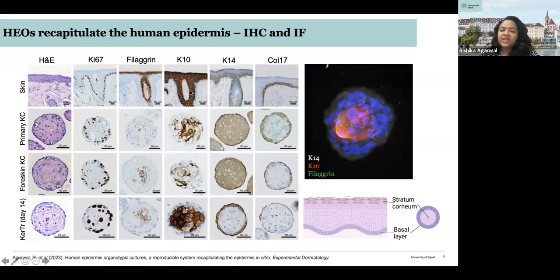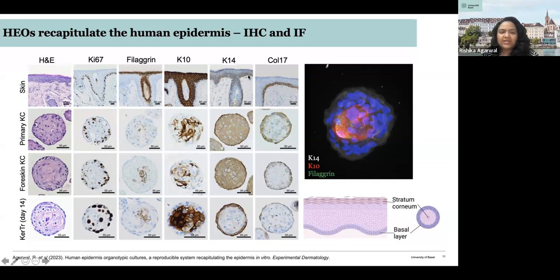Whereas the differentiation markers, such as keratin 10, which is expressed in one layer above the basal layer, and filaggrin, which is expressed in the uppermost layer, start to also show their expression in the center of the organoid. So it's interesting to note that the organoid is kind of inside out. So this basal layer is on the outside, whereas the stratum corneum is towards the center.